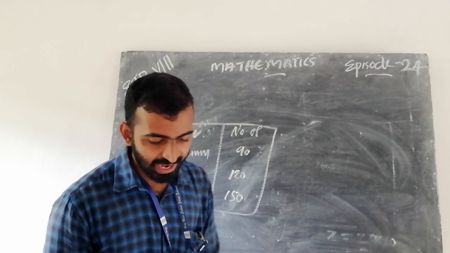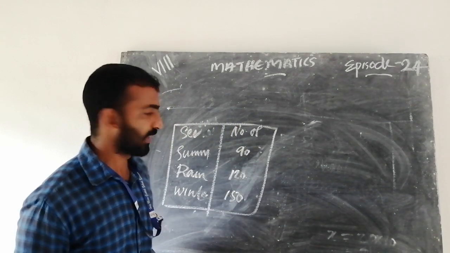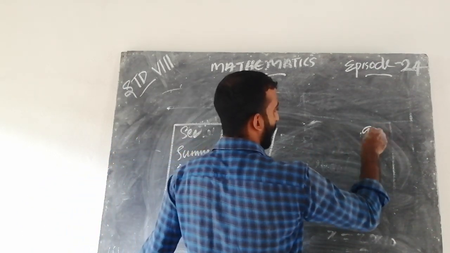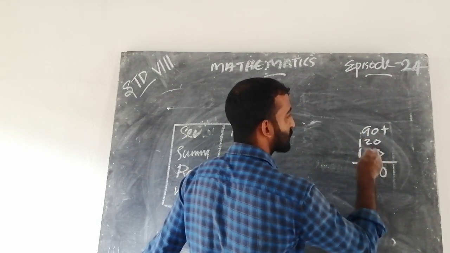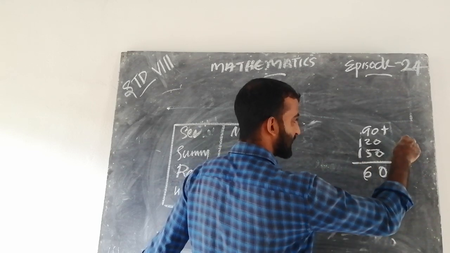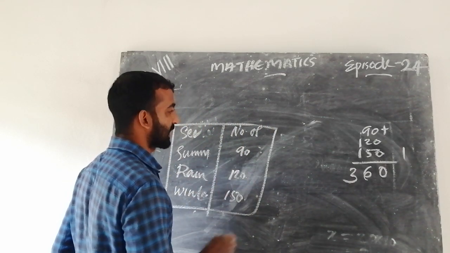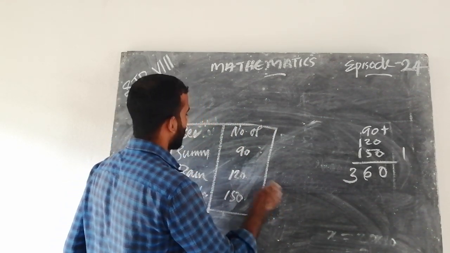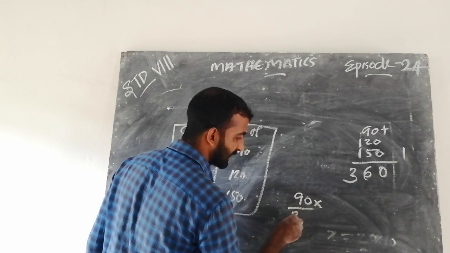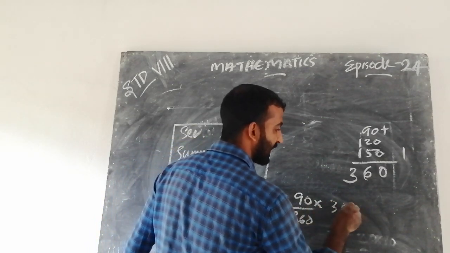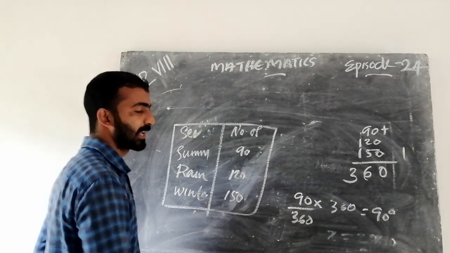Next question is, find the central angle of each sector. First we want to find the total. That is 90 plus 120 plus 150, that is 360. For each sector, the angle for summer is 90 by 360 into 360, we get 90 degrees. The angle of the sector is 90 degrees, and similarly 120 degrees and 150 degrees.